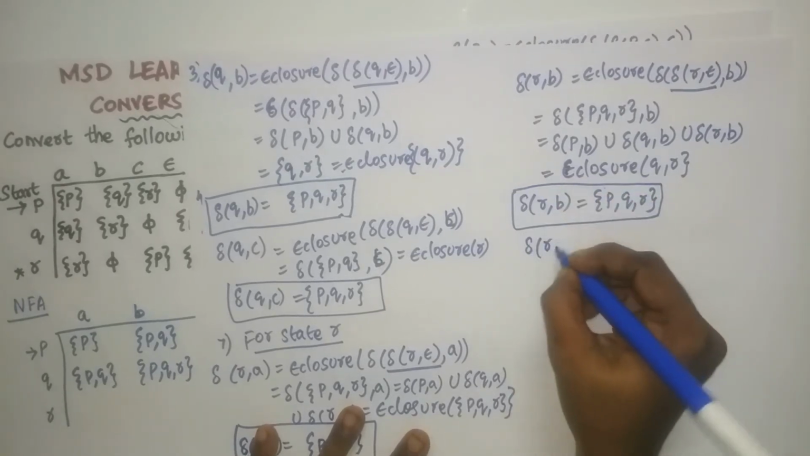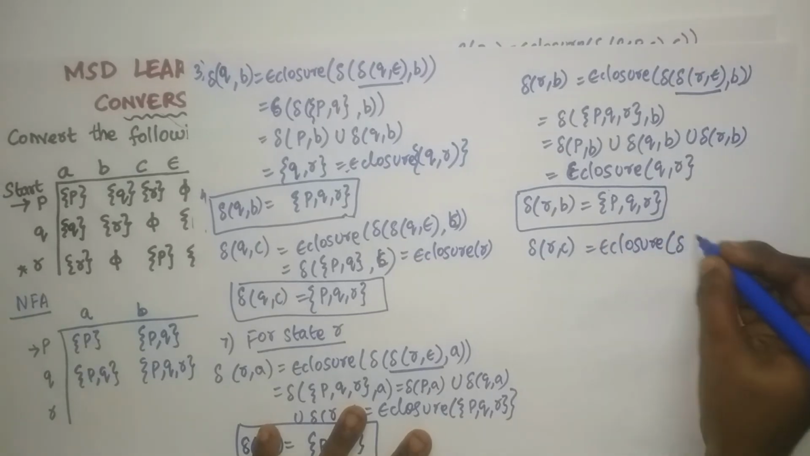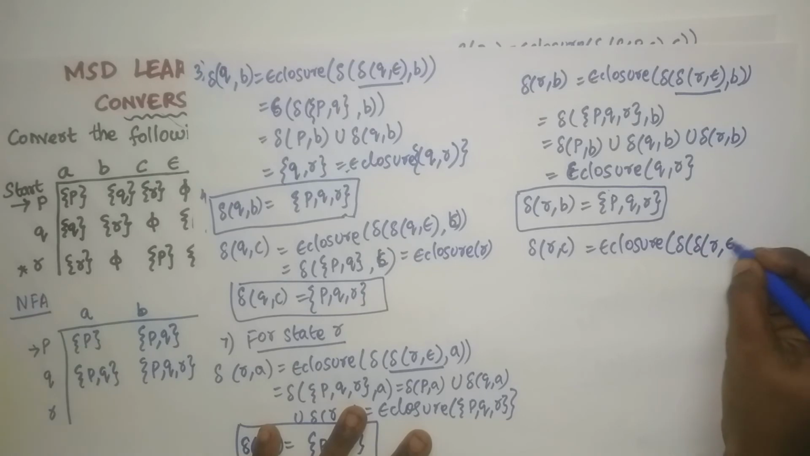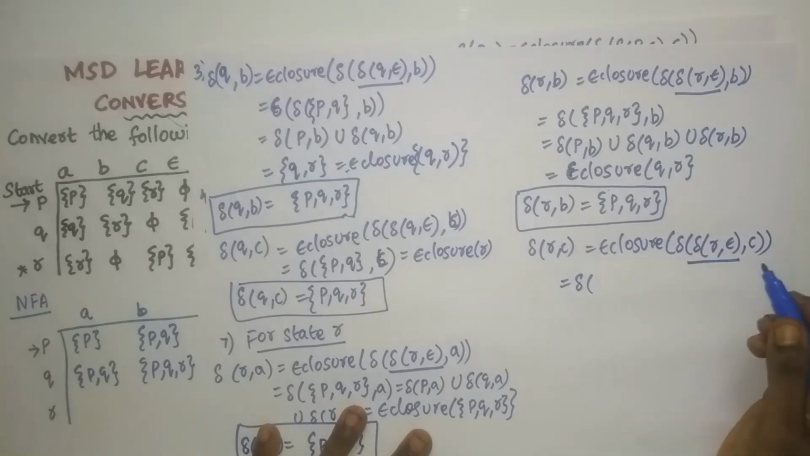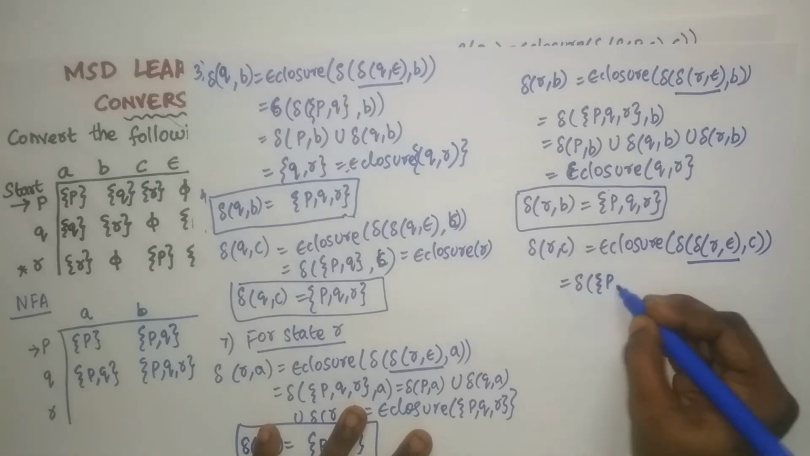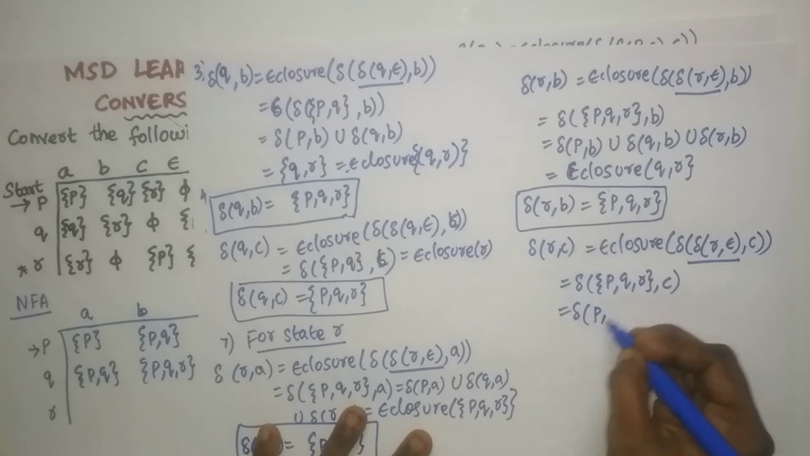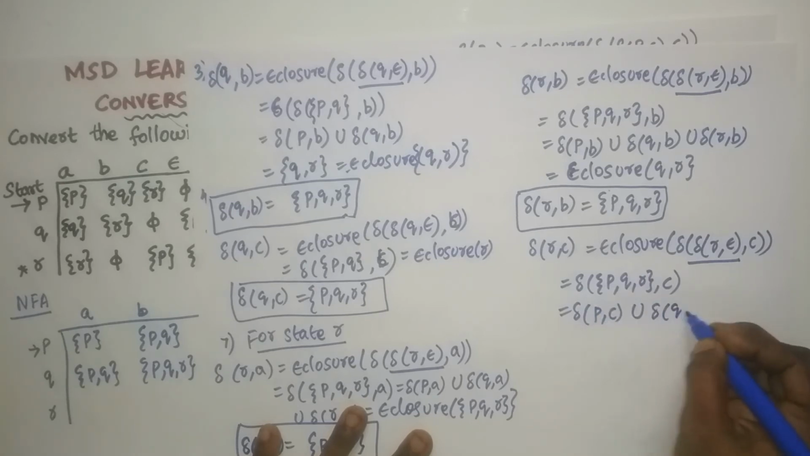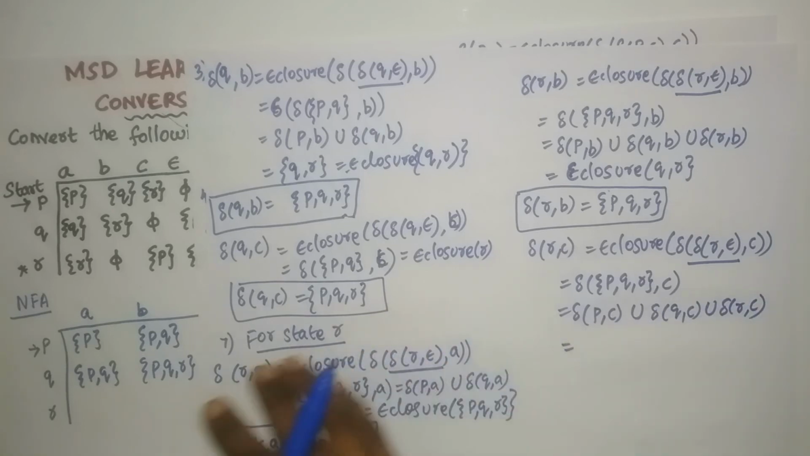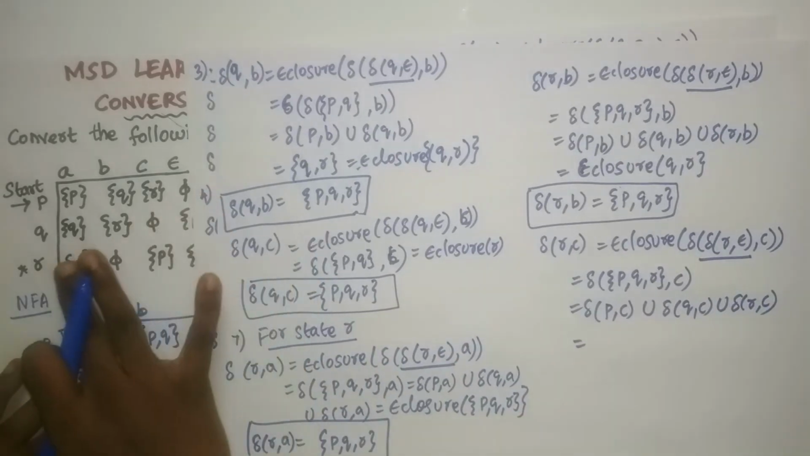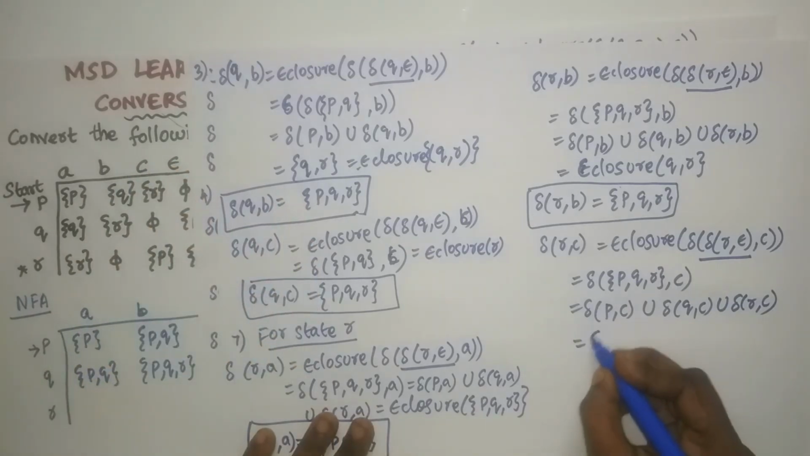Next, (R, C). So this is epsilon closure of δ(R, epsilon, C), where δ(R, epsilon) is epsilon closure of R. So δ({P, Q, R}, C) is δ(P, C) union δ(Q, C) union δ(R, C), which will be equal to (P, C) is R, (Q, C) is empty, (R, C) is P. So you will have {P, R}.